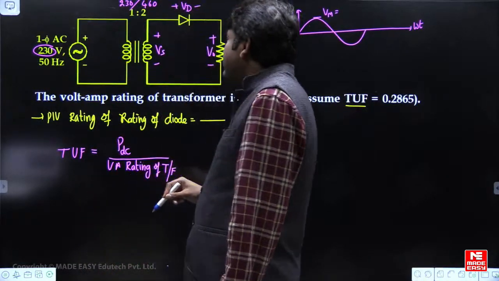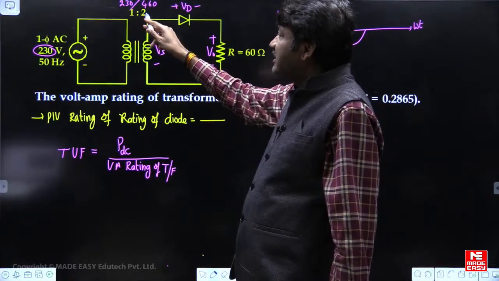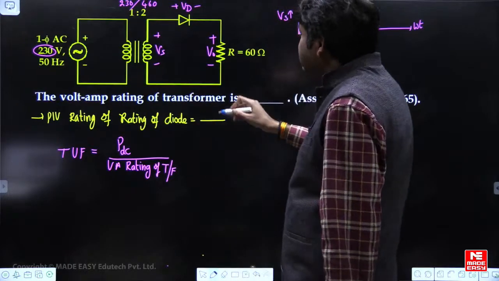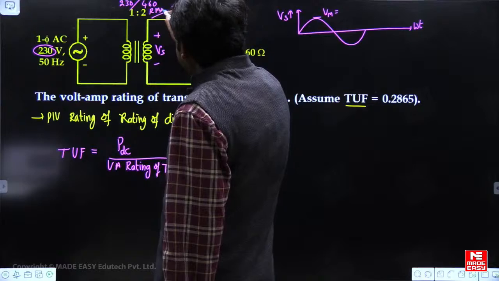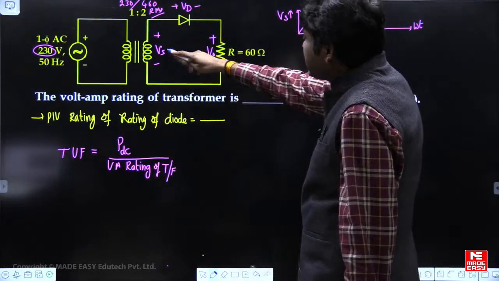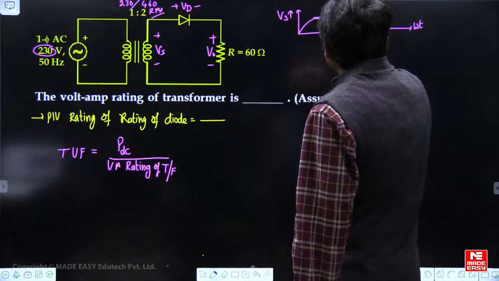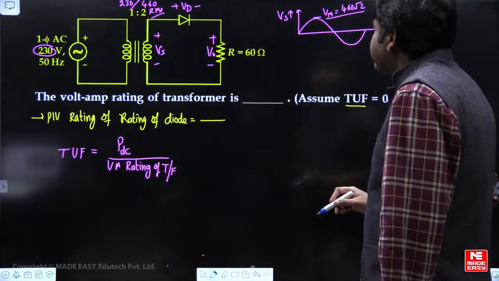Okay, see, the transformer ratio is 1:2. Primary voltage is 230, and the secondary voltage is in the 1:2 ratio, so double, 460 volts. Of course, AC parameters are normally expressed in RMS, so 460 is the RMS value on the secondary side. Its peak value is 460 root 2.